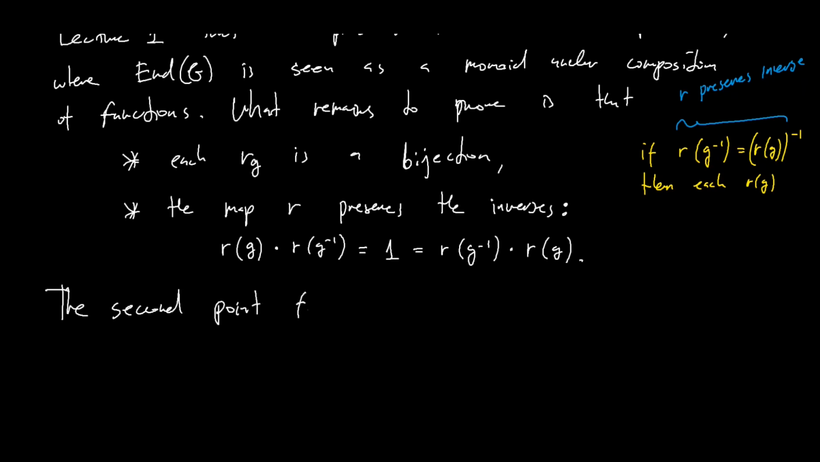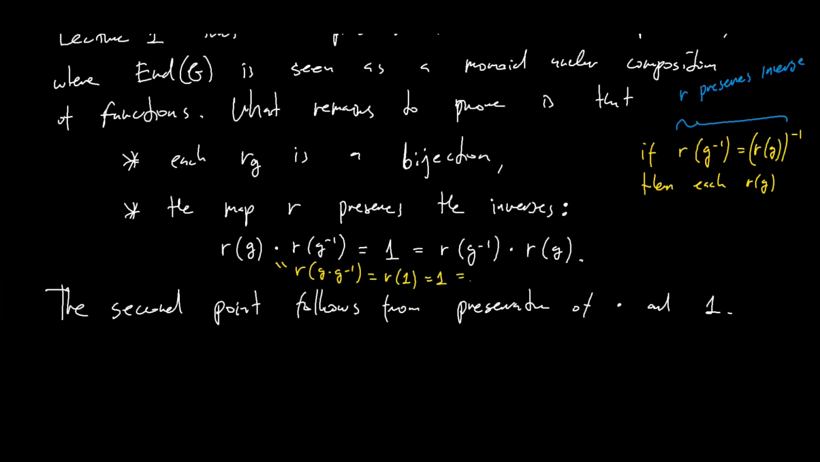The second point follows from preservation of dot and 1. The simple calculation here is that this left-hand side, because R preserves dot, is going to be equal to that, but G times G inverse is 1, so it's going to be equal to R of 1. But if R preserves 1, it means that is 1 as well, and in the same way we can go backwards, and we get here R of G minus 1 times R of G, and so the equality across has been established.